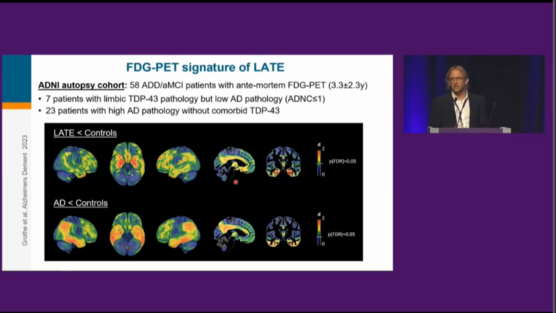And to assess the utility of FDG PET, we first used antemortem FDG PET from autopsy-confirmed cases to demonstrate that LATE patients are actually characterized by a very specific temporal limbic signature of cortical hypometabolism that's markedly different from the typical AD temporoparietal pattern.